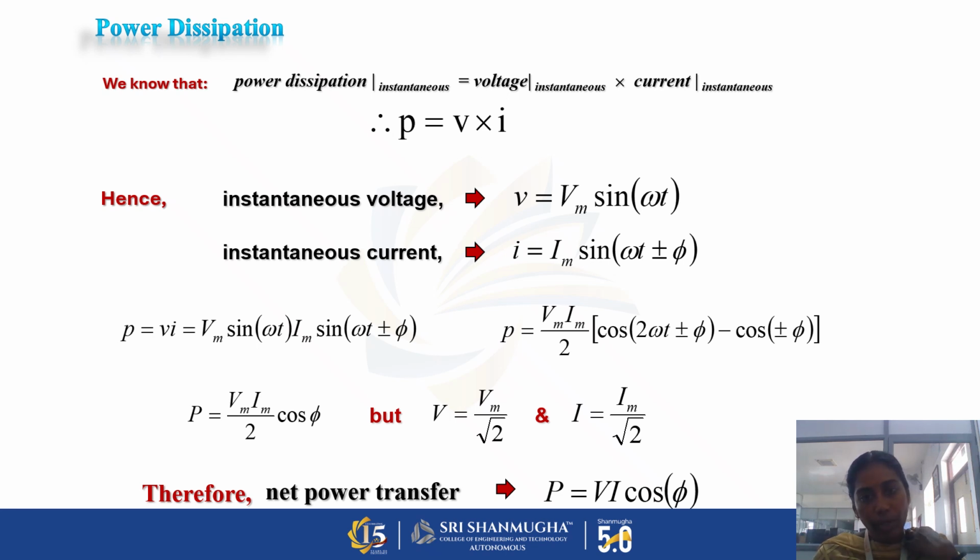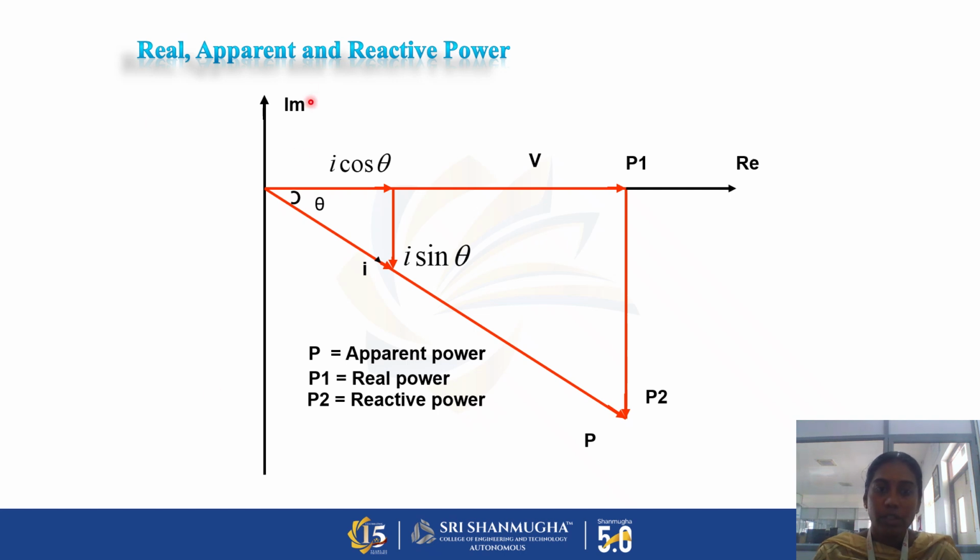At resonant frequency, the power dissipation P is equal to V into I. So we know that V is equal to Vm sin omega t, I is equal to Im sin omega t plus phi, and the P value is equal to Vm Im divided by 2 into cos phi. So this is the relationship between real power, apparent power, and reactive power.